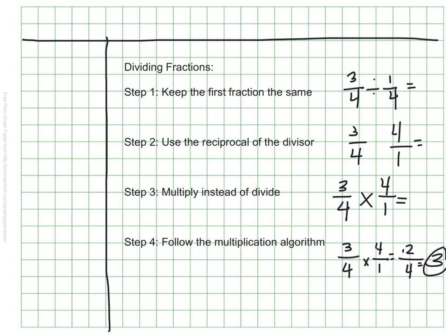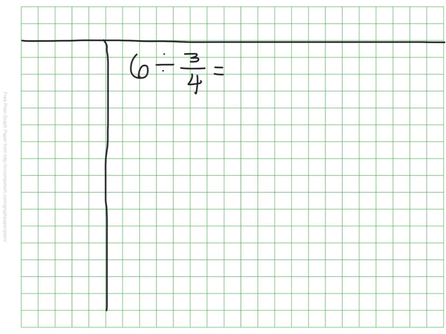Let me do an example all the way through just to check how it works. In an earlier video, we had 6 divided by 3/4. So I'm just going to go through the steps of my new algorithm. I'm going to keep my first fraction the same. Of course, 6 right now isn't a fraction, but I can make it one by just saying 6 wholes. I'm going to change my 3/4 into the reciprocal, 4/3, and I'm going to change to multiplication.